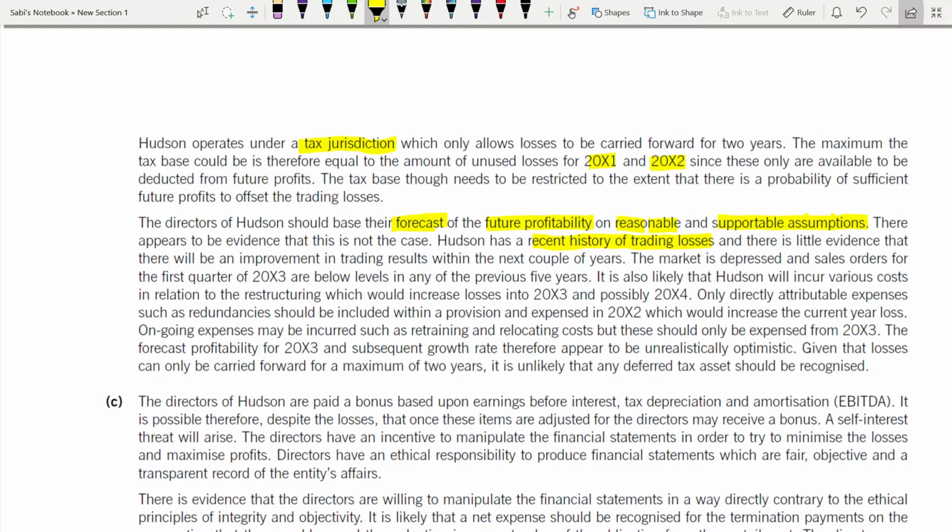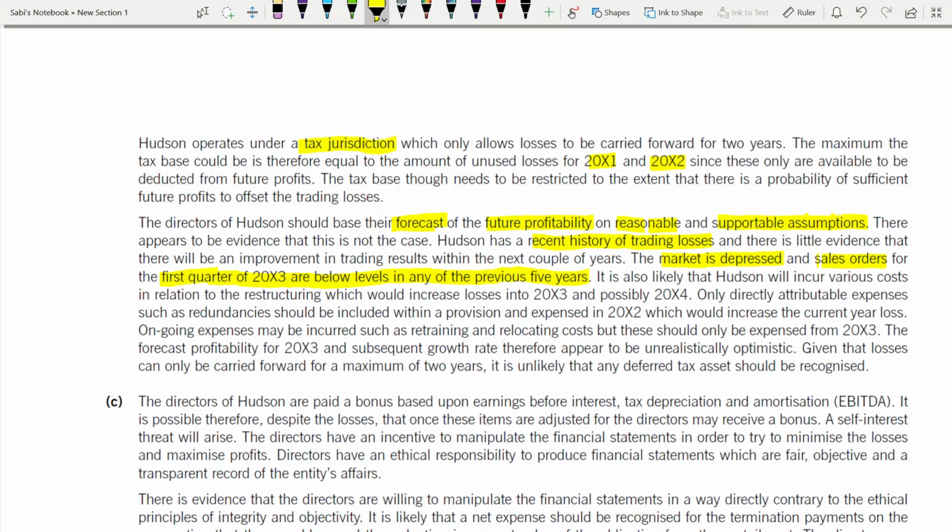They are not saying there's no evidence. They are not saying it's not at all possible, but the evidence is very little. Chances are very little because of your history. So there is little evidence of an improvement in trading results within the next couple of years. The market is depressed. See how they are relating to the case study, how they are taking the evidence. You also have to put these lines wherever you can quote from the case study. So the market is depressed. Sales orders for the first quarter of 2003 are below levels in any of the previous 5 years. All these are copy paste, right?